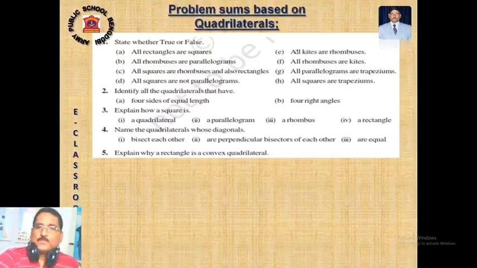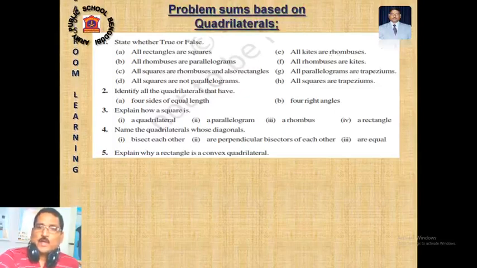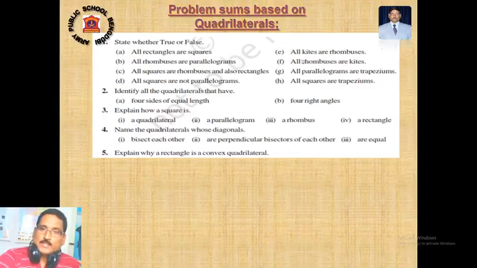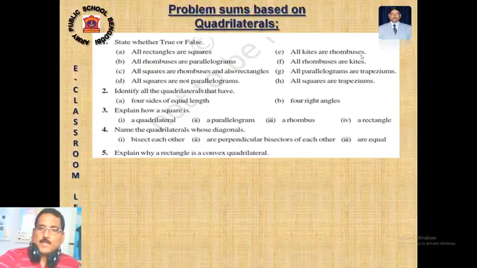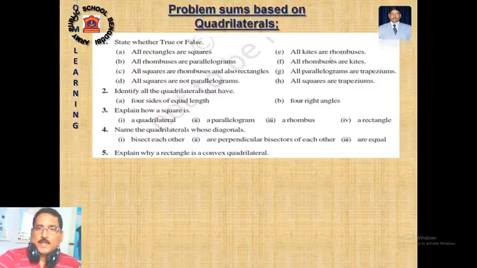Okay, all kites are rhombus. No. In kite, what are the features? Sorry, kite is kite, but rhombus is a rhombus plus kite. So rhombus can also be treated as a kite. Okay. Now all rhombuses are kite. Yes, kite is not a rhombus, but rhombus is a kite.